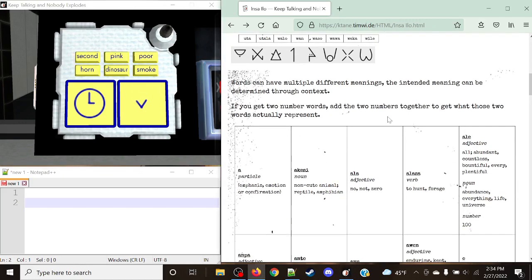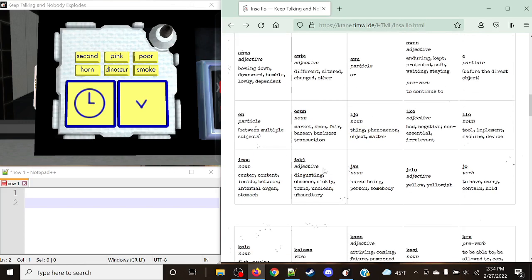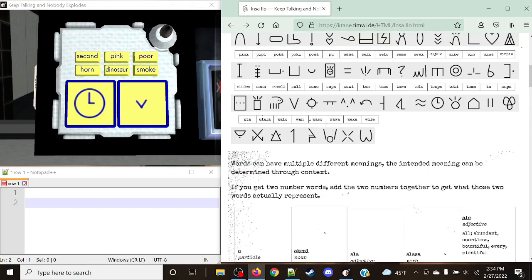Now, each of these is going to have a series of different definitions, and they could potentially be like thing, phenomenon, object, matter. There can be a series of different things. Isun, market, shop, etc. There are a lot of different things that could potentially be defined here. But essentially what we want to do is add these two words together to form one of these words as a description.